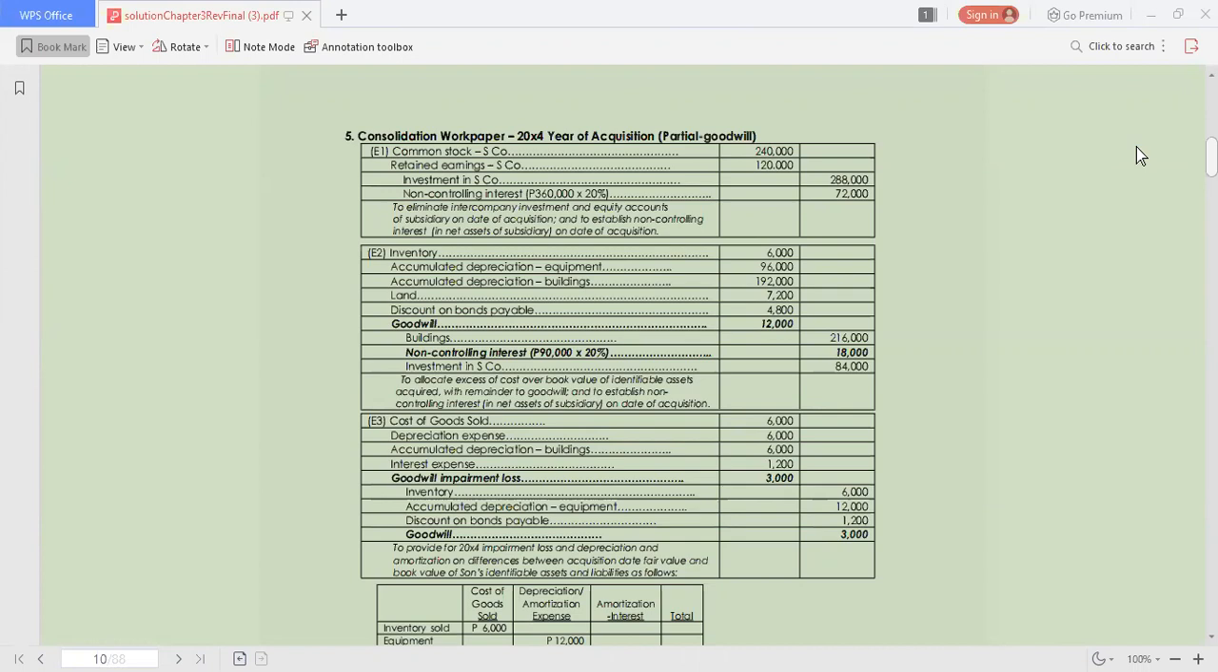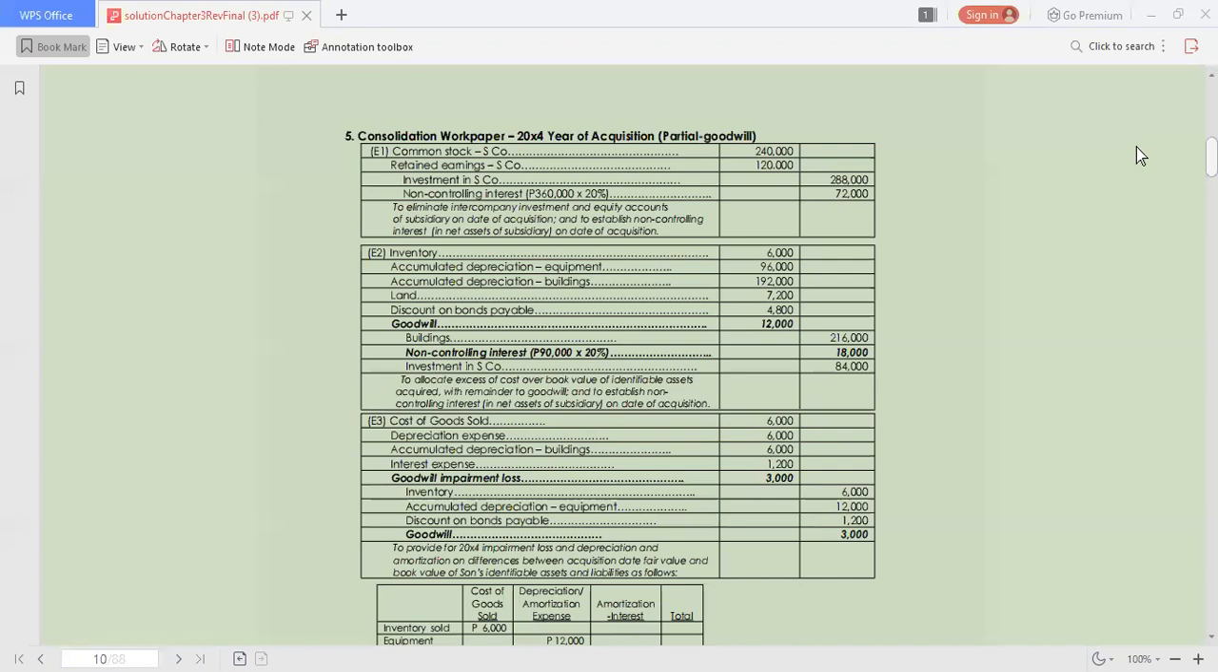So the credit to investment in S company is 360,000 times 80%. That gives a credit of 288,000. Next, in E2, we now have the adjustments as computed in requirement 1. Debit to inventory, 6,000 for the undervaluation.